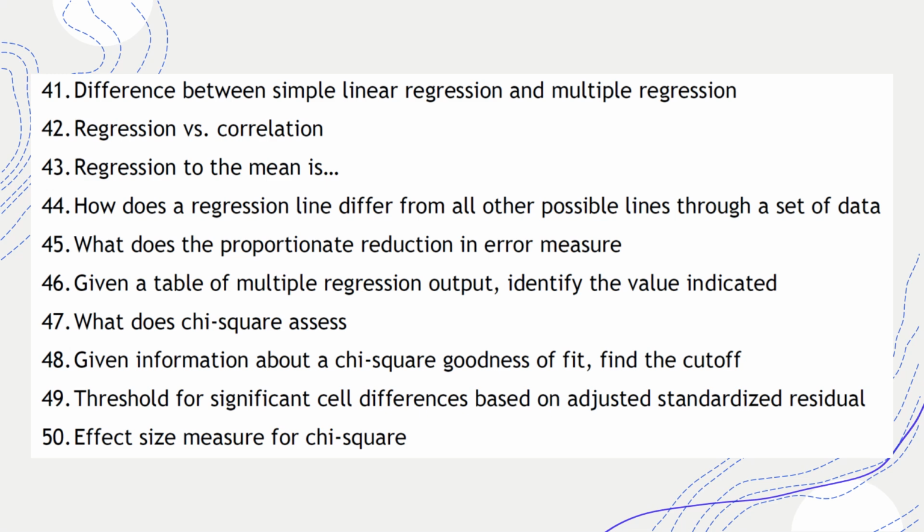Let's see, given information about a chi-square goodness of fit, find the cutoff. So this is going to tell you how many levels there are for the variable, which means you're going to have to turn that into degrees of freedom so that you can use the table to find what the cutoff is.